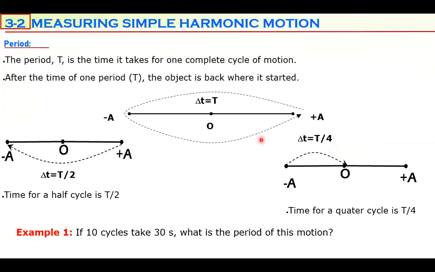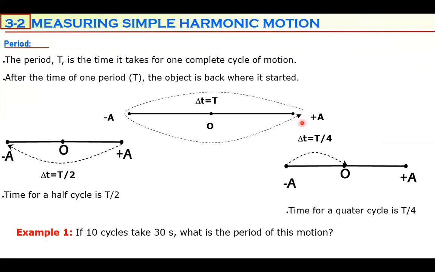And then we will define what period is. Period is the time it takes for one complete cycle of motion. So an object will start from positive, maximum displacement from one side, go to the other side and back again. So it is time. This time is known as one period.